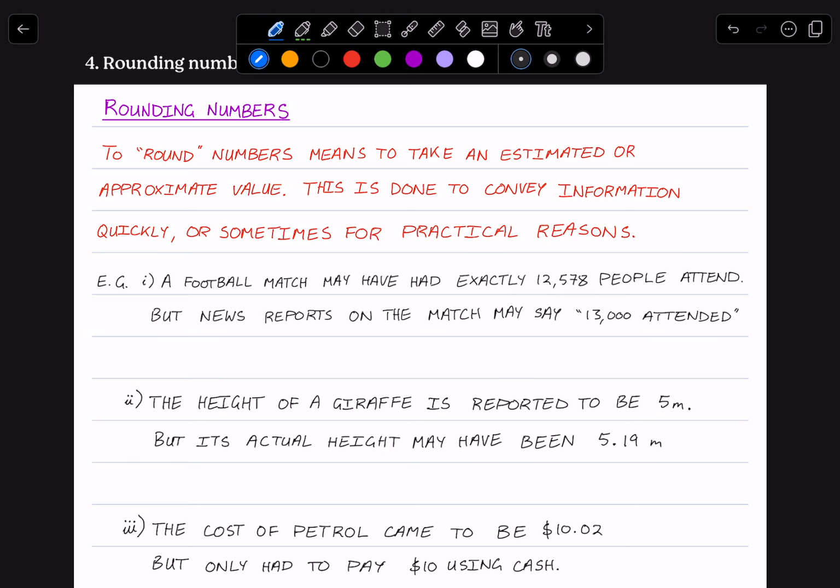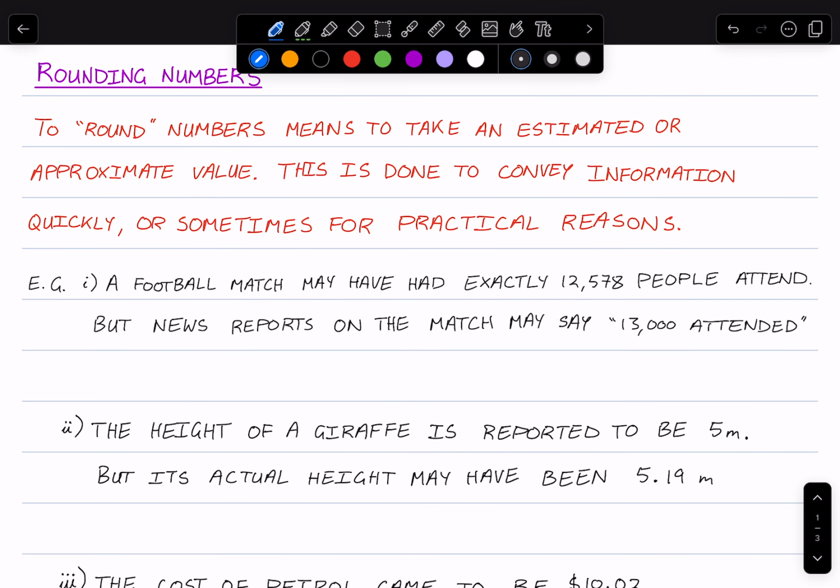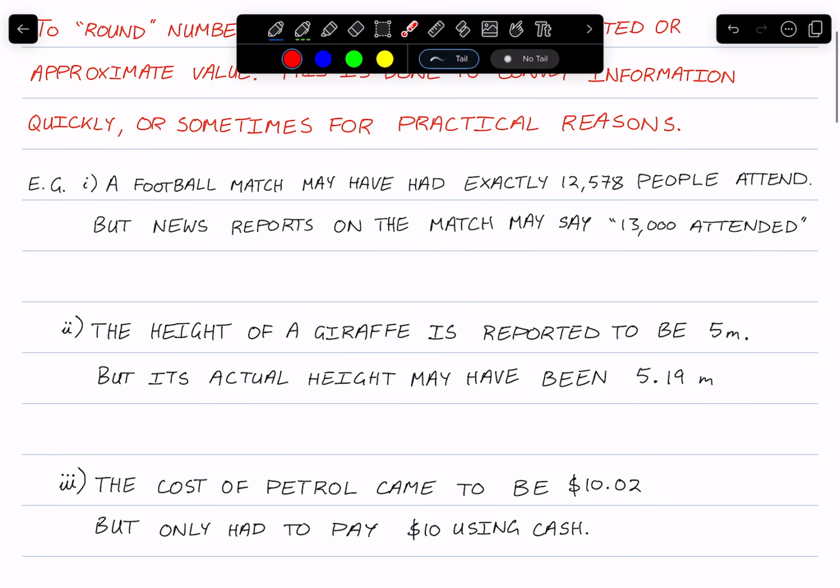Hello class, this is a video tutorial on rounding numbers. To round numbers means to take an estimated or approximate value. This is done to convey information quickly or sometimes for practical reasons. So here are three examples in the real world where this happens all the time.